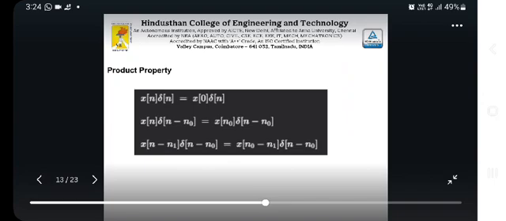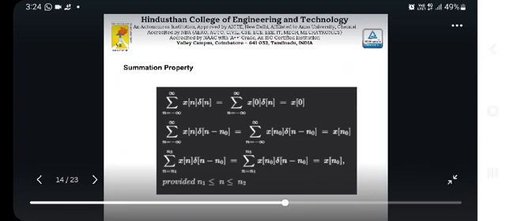These are the basic mathematical expressions of the product property. Next one is the summation property. This is the sum over n equal to minus infinity to plus infinity of x of n times delta of n, which means the sum over n equal to minus infinity to plus infinity of x of 0 times delta of n, and that value is equal to x of 0.